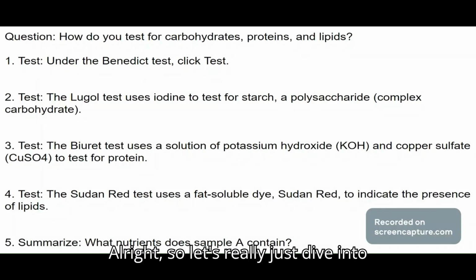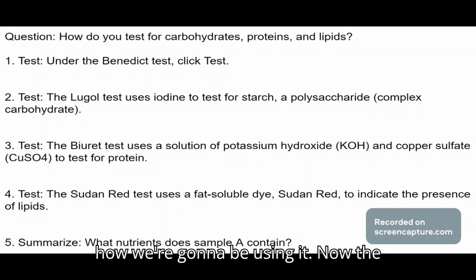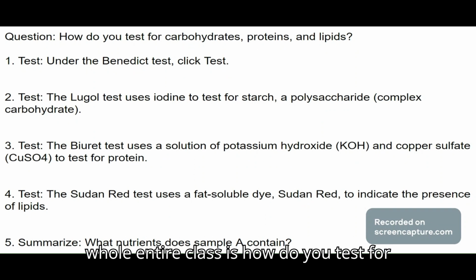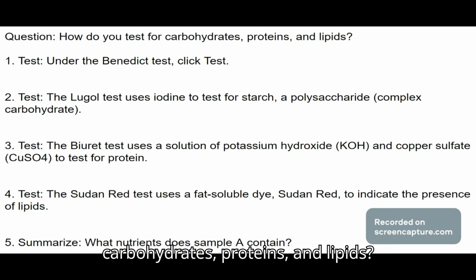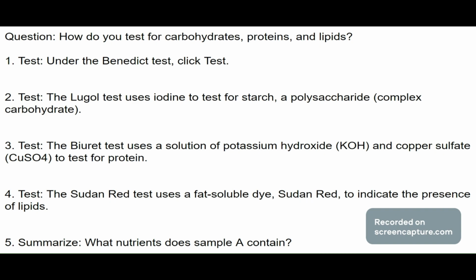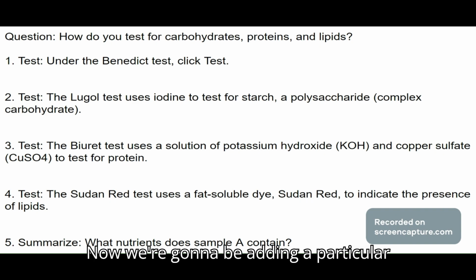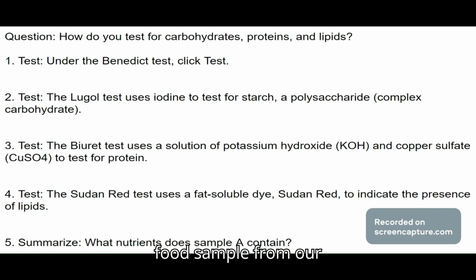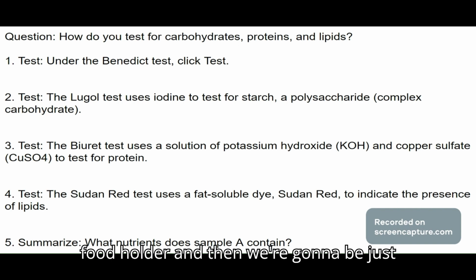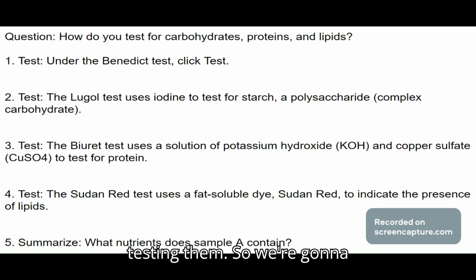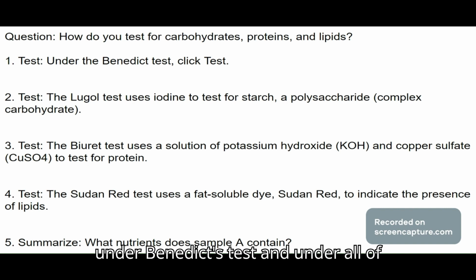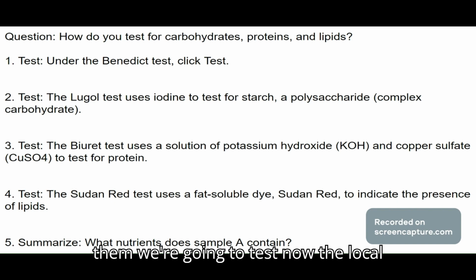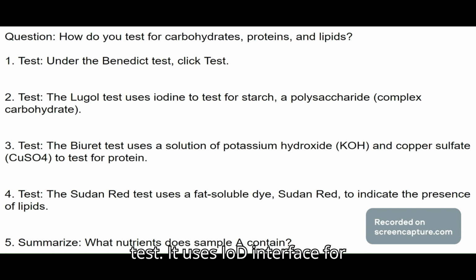All right, so let's dive into how we're going to be using it. Now, the question that will drive our motivation for this whole class is, how do you test for carbohydrates, proteins, and lipids? We're going to be adding a particular food sample from our samples given into the food holder, and then we're going to be testing them. So we're going to put it in the food sample under Benedict's test, and under all of them we're going to click test.